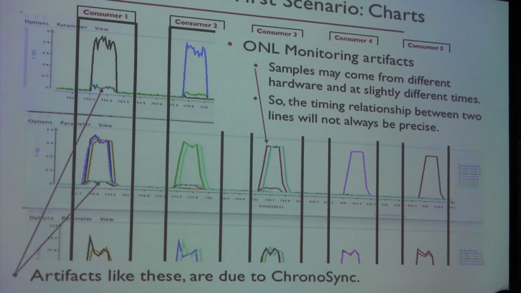Now ONL also has some monitoring artifacts. When I sample the data, the packet counts, the packet sizes, the data sizes that are being transferred, they may come from different hardware at slightly different times. And so the timing relationship between these lines may be slightly off because they're coming from different hardware. So you can't use the ONL monitoring to be very precise about the exact timing relationship between data, but it is very good at measuring the rates of data.